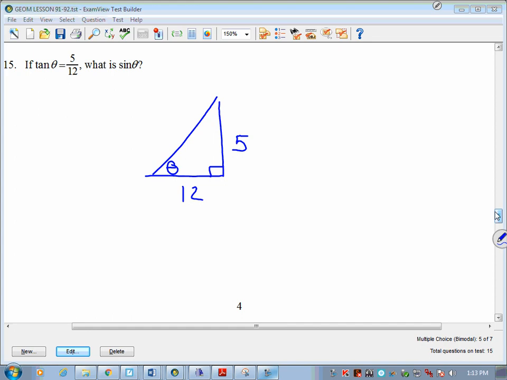So I've got 144 plus 25, which is 169. What's the square root of 169? 13. Okay, so what is sine theta? Sine theta would be 5 over 13. 5/13.